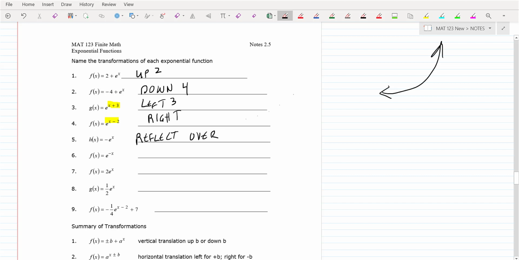Okay, again, it matters where the number is. That's the thing. How about if I put the negative in the exponent? Then what happens? Reflects over the y-axis. So the first one is reflect over x. This is reflect over y.